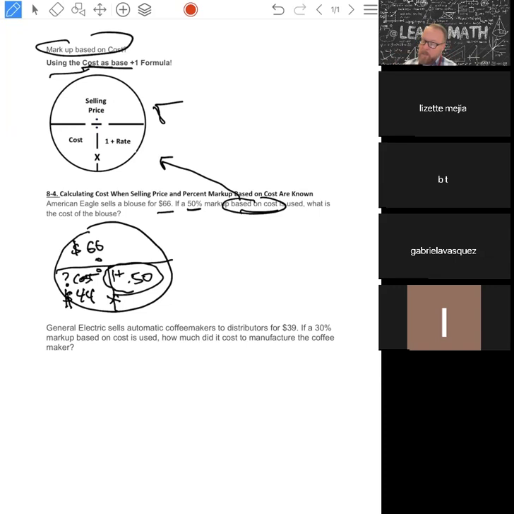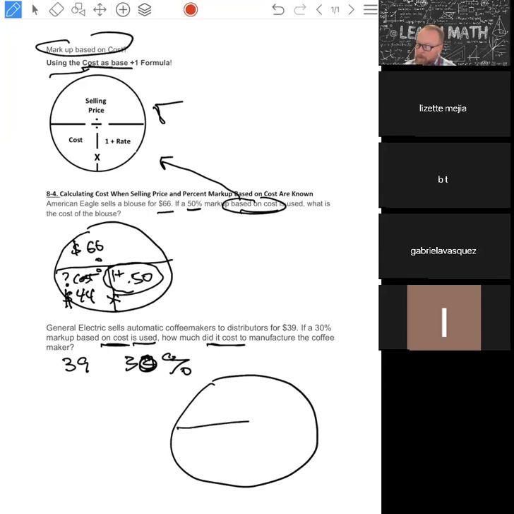All right, next one. General Electric sells automatic coffee makers to distributors for $39. If a 30% markup based on cost is used, how much did it cost? So again, we're using the same formula. We're starting with the selling price, so $39 was the selling price. We're trying to find the cost. 1 plus 0.30 is what I would divide it by, because we're using this formula. The rate was 30%. They wanted a 30% markup based on cost. So they bought it for $30. That was their cost.